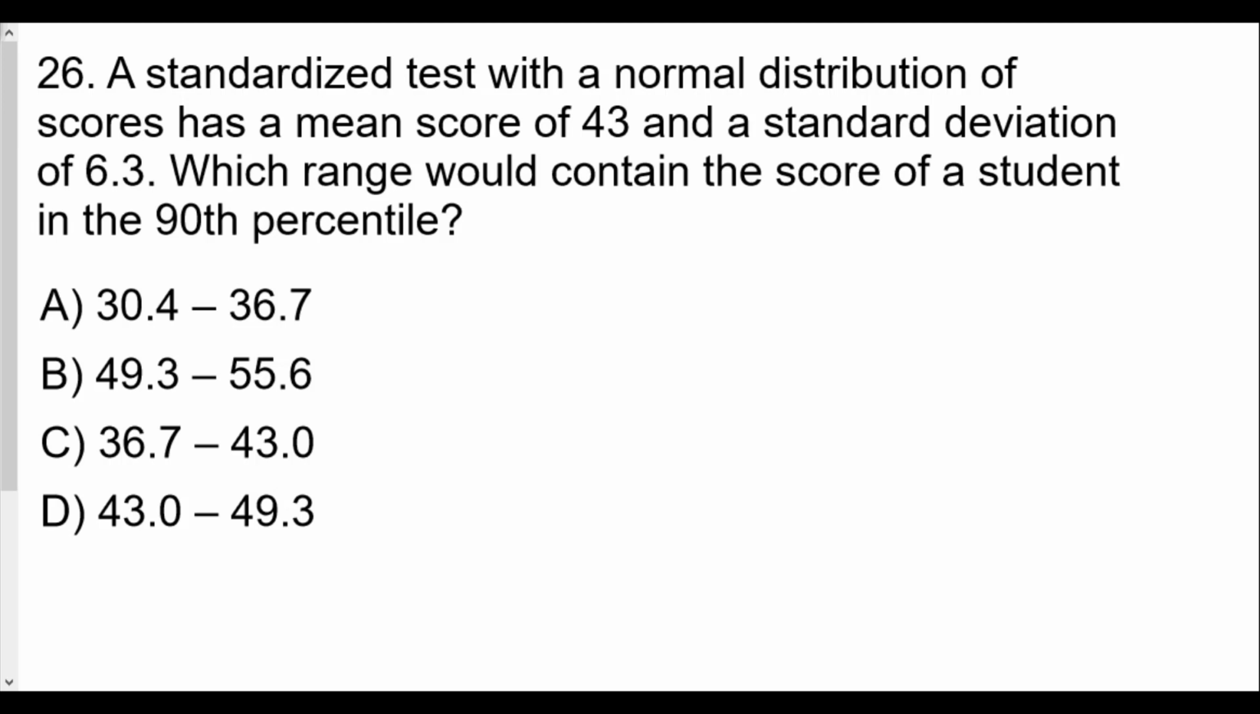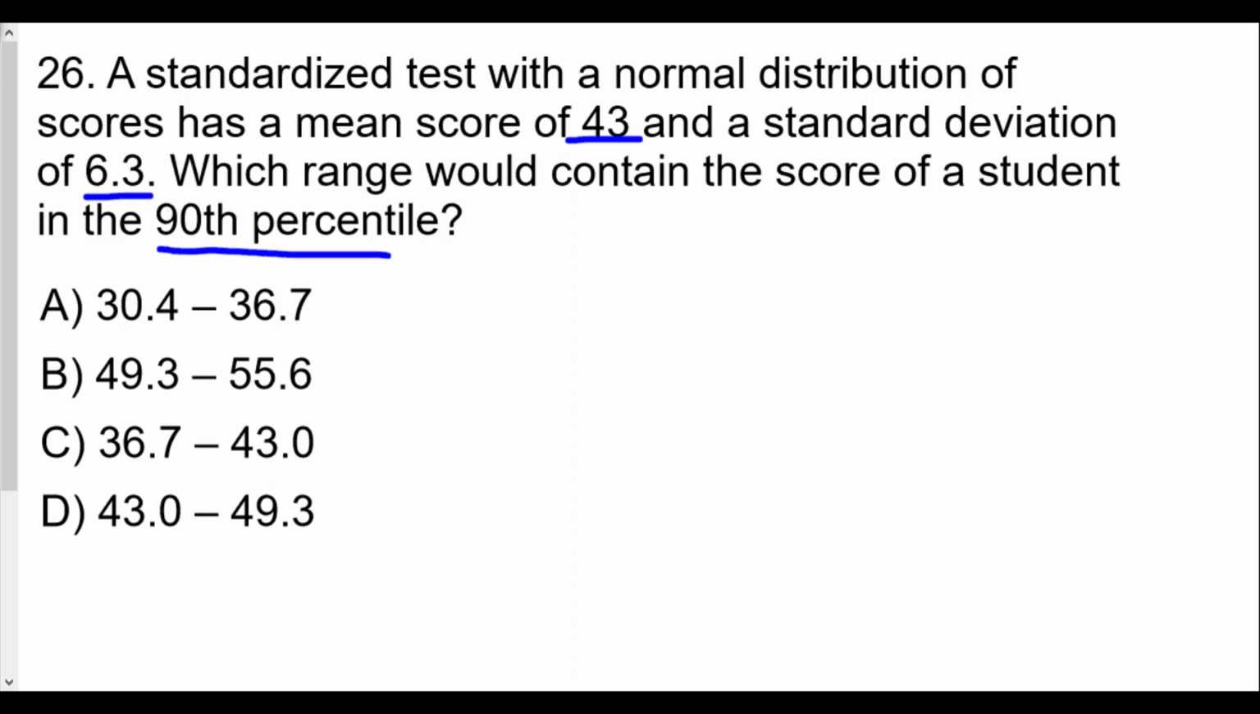Number 26. A standardized test with a normal distribution of scores has a mean score of 43 and a standard deviation of 6.3. Which range should contain the score of a student in the 90th percentile? Okay, so we're looking for the 90th percentile, and we're looking for a particular score. When we do this, we normally use something called inverse norm. We see the mean is 43 and the standard deviation is 6.3, and the area we're covering is the 90th percentile.